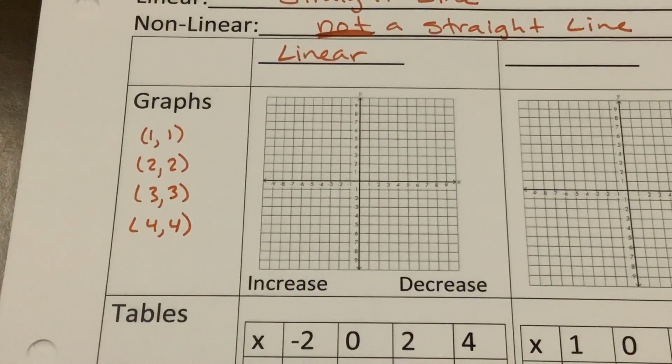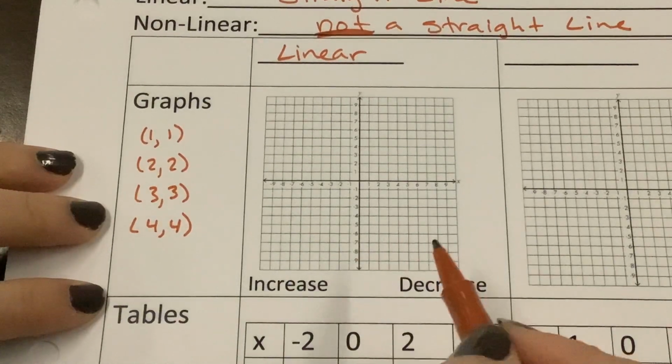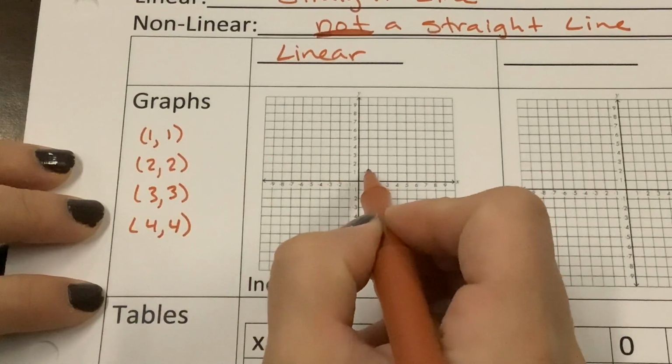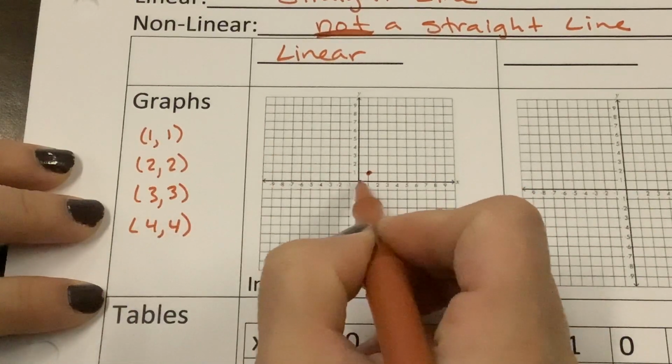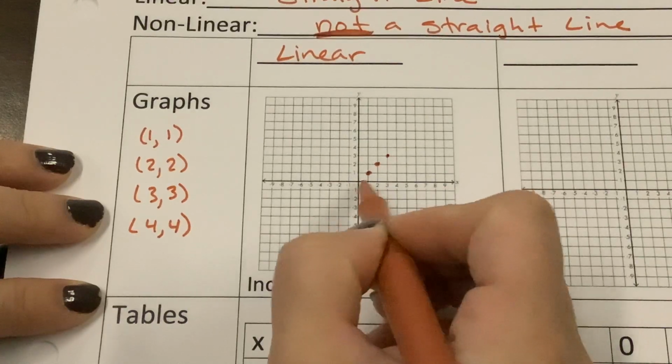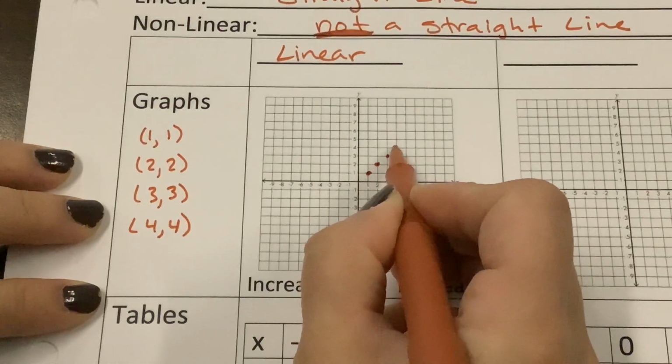All right. So graph 1, 1, go over 1 up 1. 2, 2 is over 2 up 2. 3, 3 is over 3 up 3. And 4, 4 is over 4 up 4.